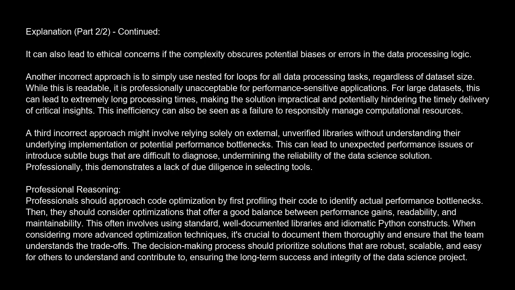Professional reasoning. Professionals should approach code optimization by first profiling their code to identify actual performance bottlenecks. Then, they should consider optimizations that offer a good balance between performance gains, readability, and maintainability. This often involves using standard, well-documented libraries and idiomatic Python constructs. When considering more advanced optimization techniques, it's crucial to document them thoroughly and ensure that the team understands the trade-offs. The decision-making process should prioritize solutions that are robust, scalable, and easy for others to understand and contribute to, ensuring the long-term success and integrity of the data science project.